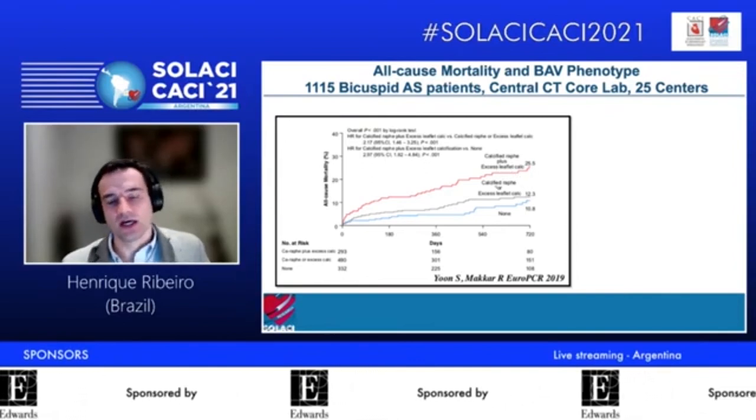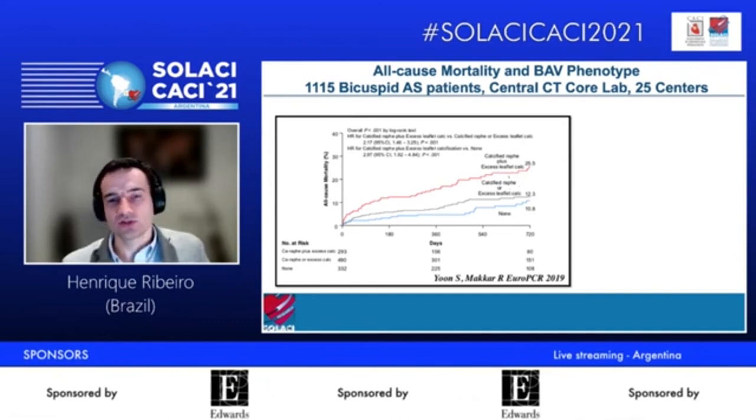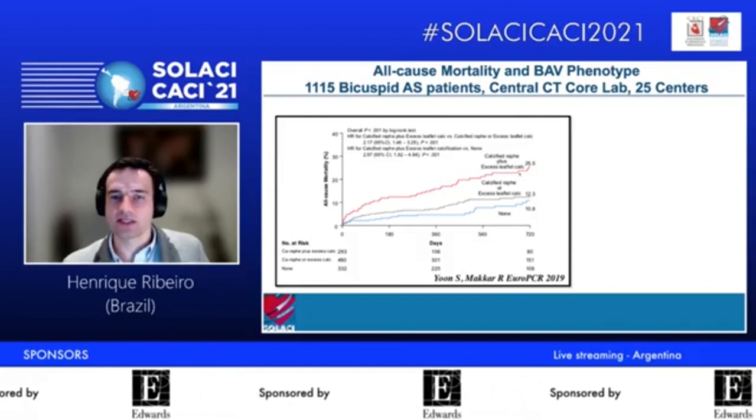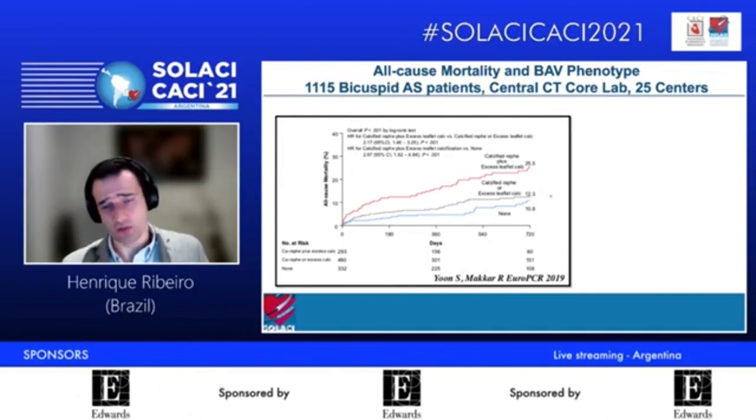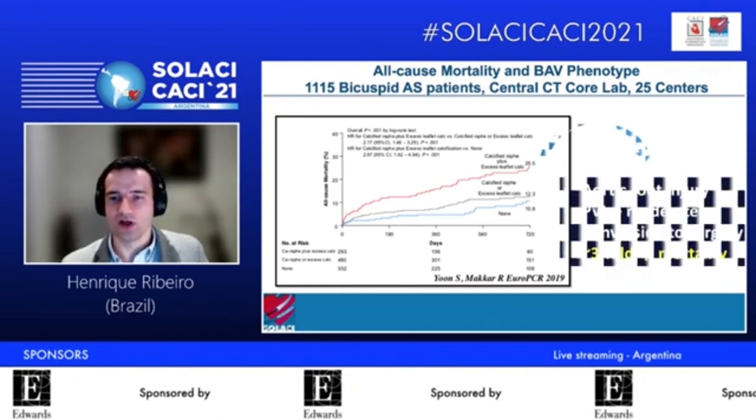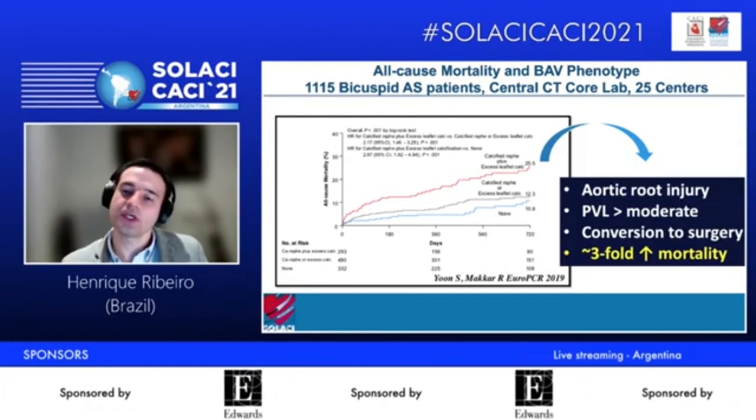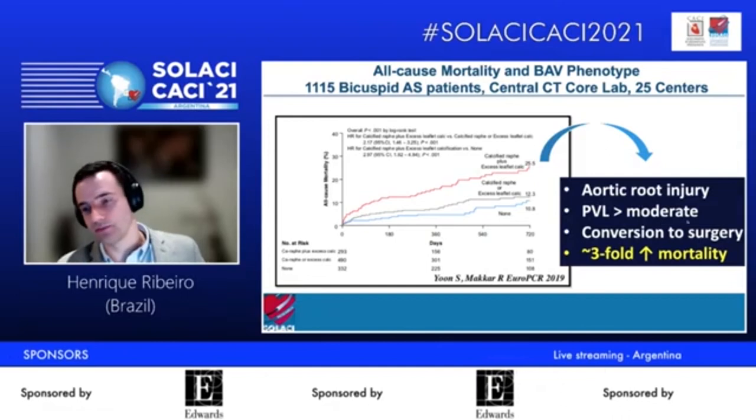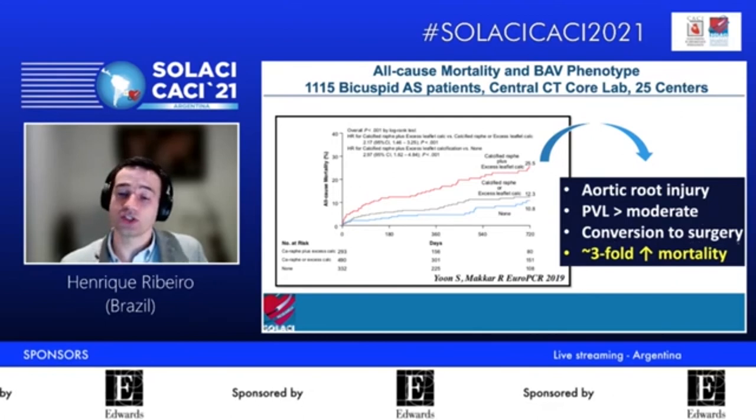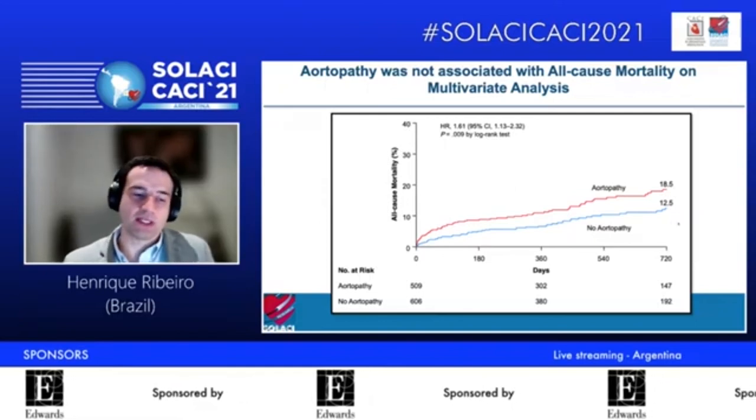With respect to the calcification that I just mentioned, it's important to note that in this very important publication, in the long-term follow-up, those patients that have a calcified raphe in addition to excess leaflet calcification had almost a threefold increase in mortality at the long-term follow-up. And in these patients, as you can see here, there is more aortic root injury. The PVL rate greater than moderate is increased. More patients needed conversion to surgery, with a threefold increase in mortality.